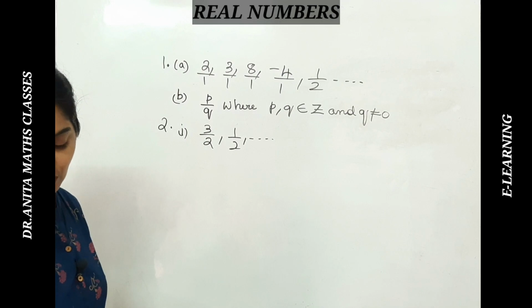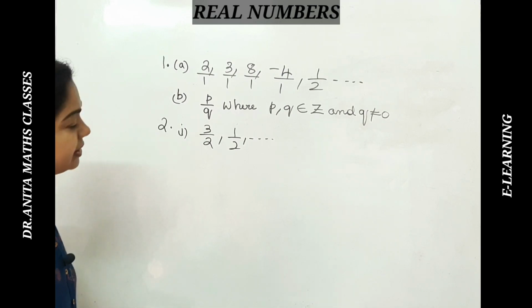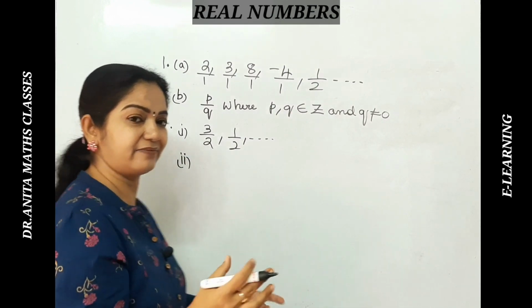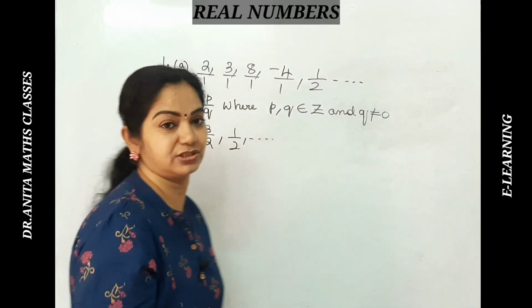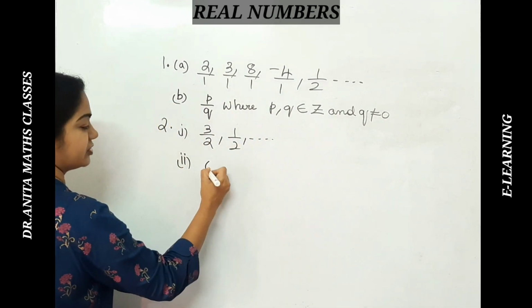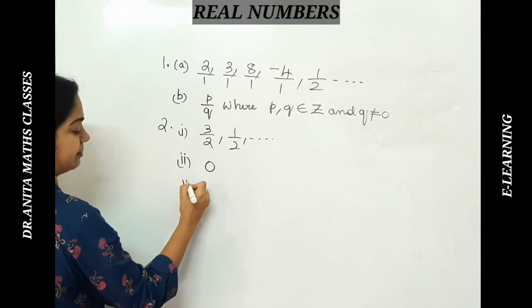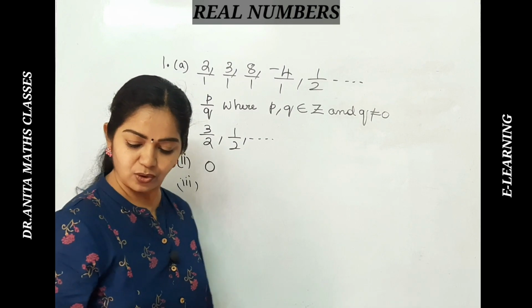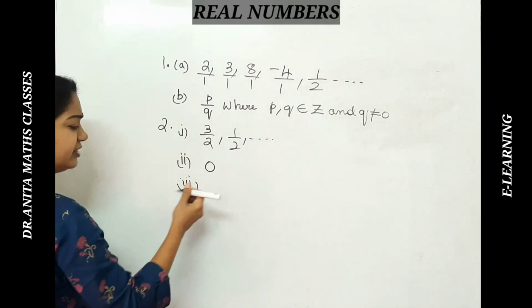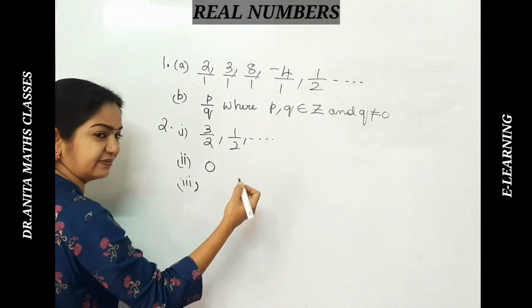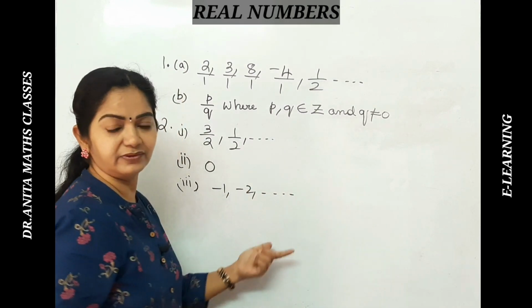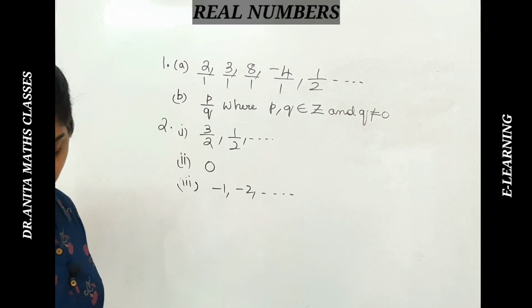Now the second one: a whole number which is not a natural number. We discussed just now that whole numbers have the number 0 along with the natural numbers. So the whole number which is not a natural number is 0 simply. Now, an integer which is not a whole number. That means you can write all the negative integers, minus 1, minus 2, like that. Negative integers are not whole numbers.